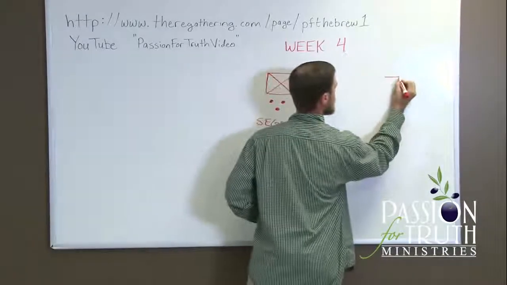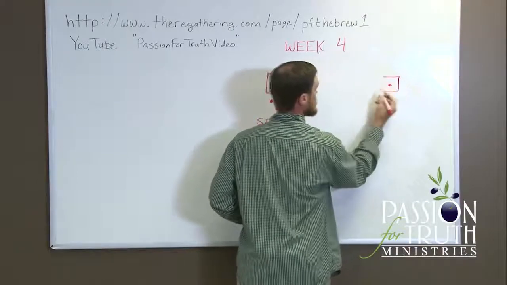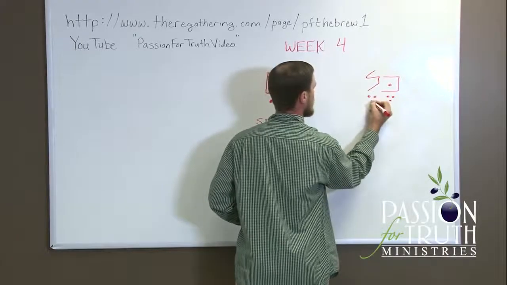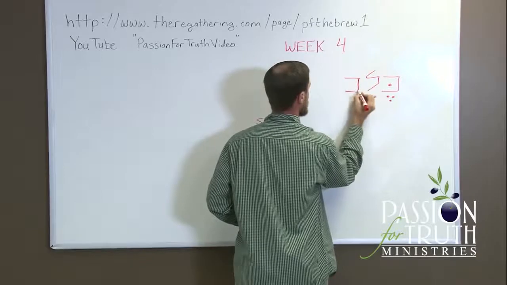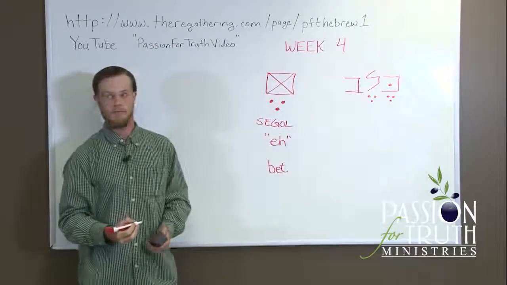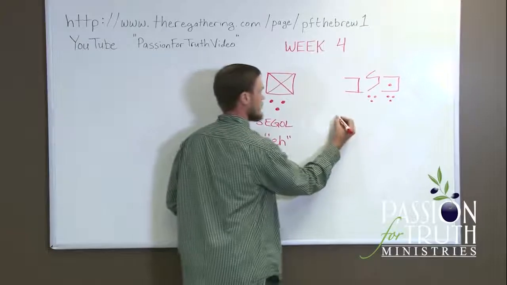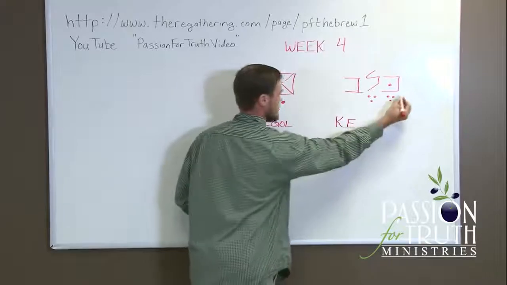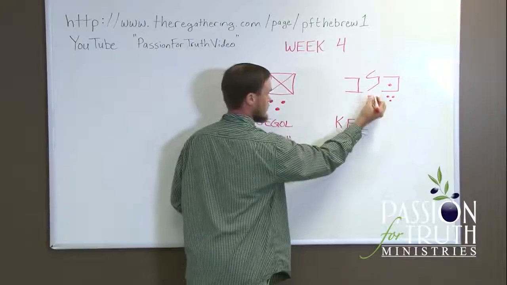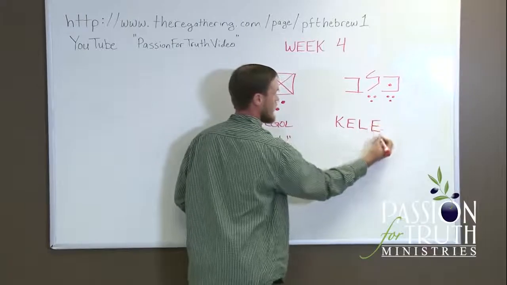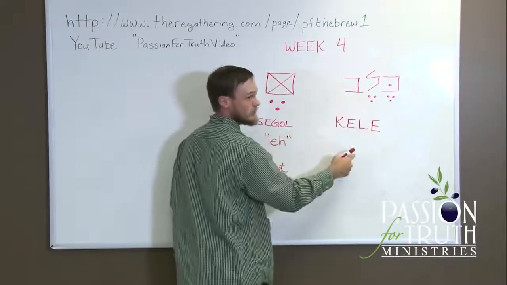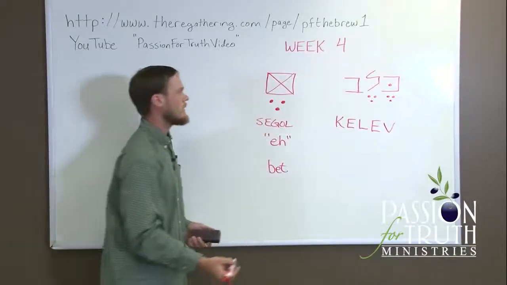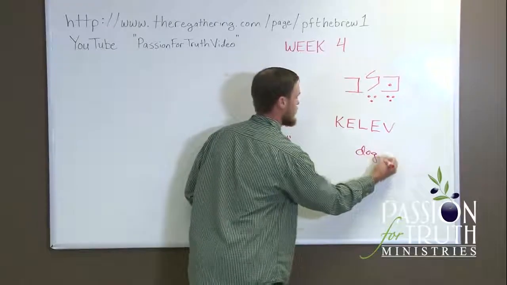So, this is a kaf with a dagesh, a lamed, and a bait with no dagesh. Okay? So, we get our K from the kaf, short E from the segol, L from the lamed, short E from the next segol. Bait with no dagesh is a V. So this is pronounced kelev. Kelev. Kelev means a dog.